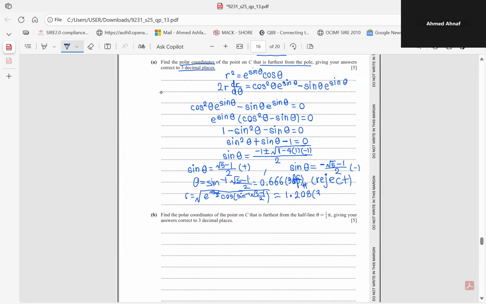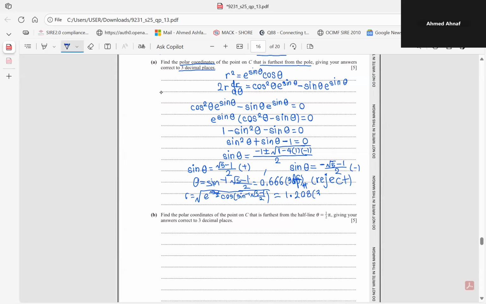Okay, so hence our final answer in terms of r comma theta would just be 1.208 comma 0.666. So this is our final answer for this question. Let's head on to the next part.